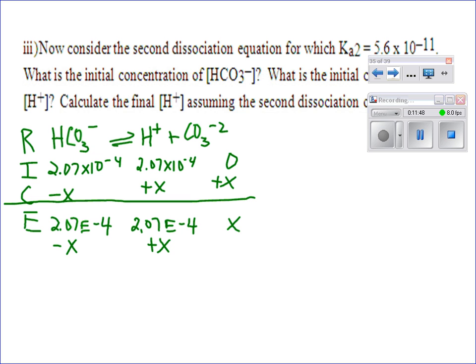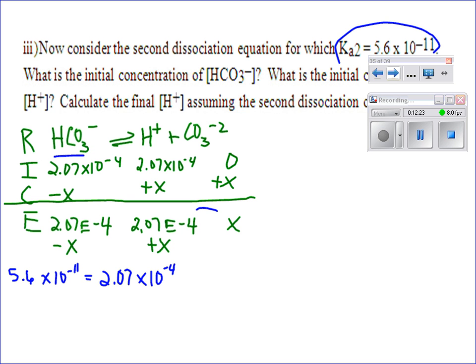All right. So to solve for this, again, ugly math, we're going to set the K. This time it's K2. How is K2 different than K1? It's smaller, meaning it's less apt to dissociate. We're leaning more toward the reactants on these reactions, and that's what happens. Every time you dissociate, the K gets smaller and smaller and smaller. So 5.6 times 10 to the negative 11 equals 2.07 times 10 to the negative 4th.